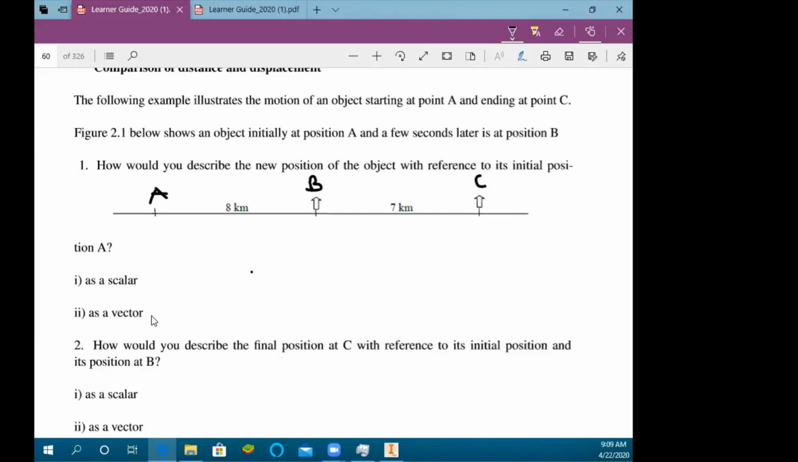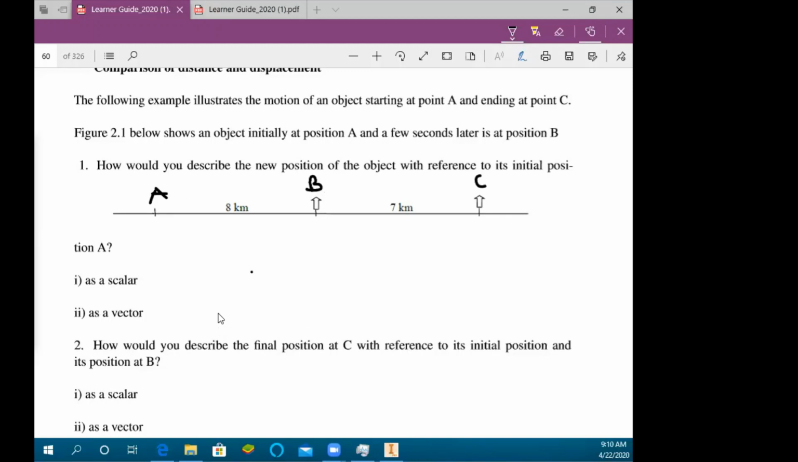A scalar, a vector. Okay. So how would you describe the position of the object at point B as a scalar? In this case, it's distance. So we just say that B is 8 kilometers away from A, isn't it? Yes. Exactly. The object has traveled 8 kilometers away from position A.